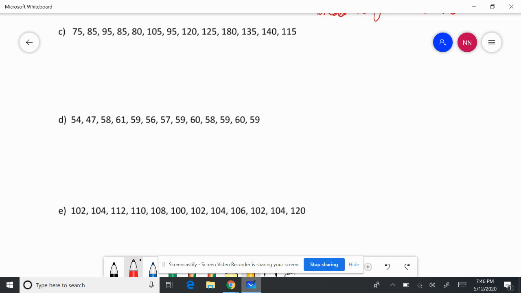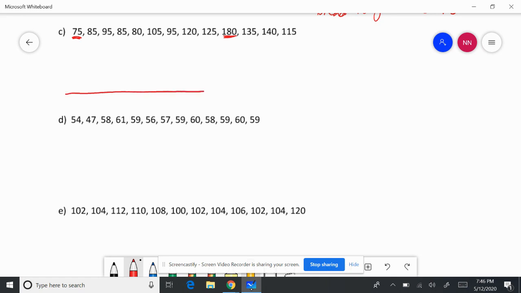We're going to continue making dot plots and describing the distribution. If we're looking at letter C, unlike A and B that we did previously, we don't want to go by ones. If we look at our minimum value, we see that it's 75. If we look at our maximum value, we know that it's 180. That would be a pain to go by ones. So what I'm going to do is go by fives.